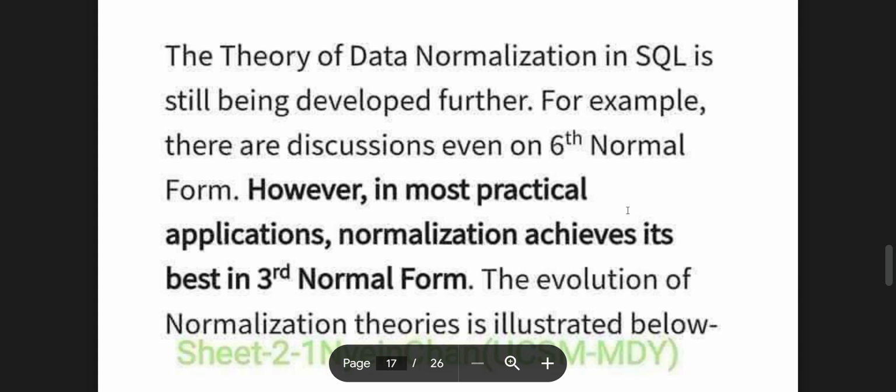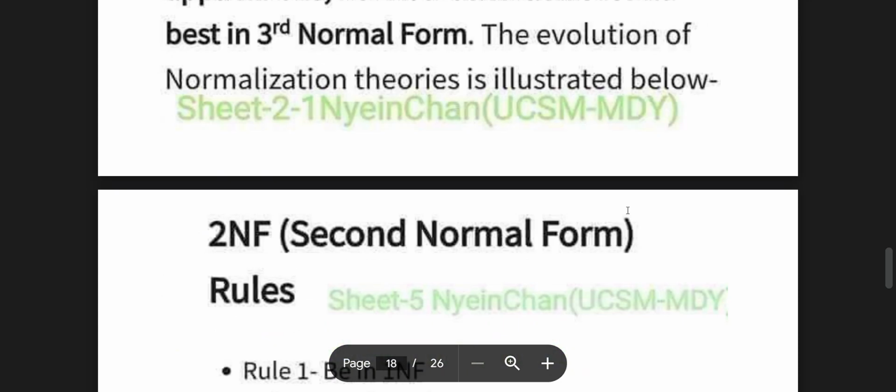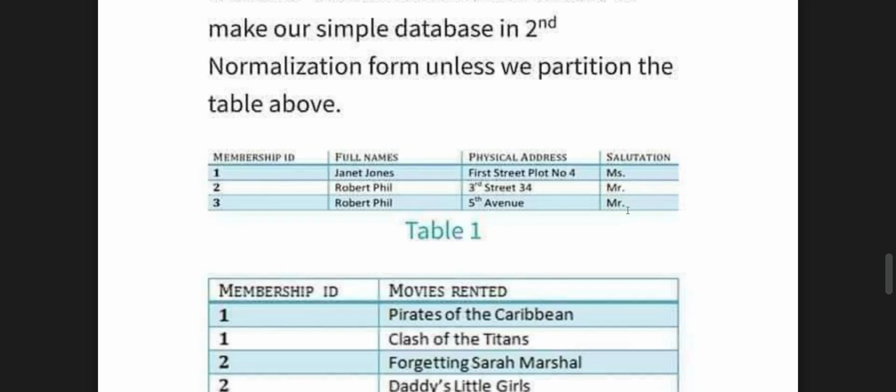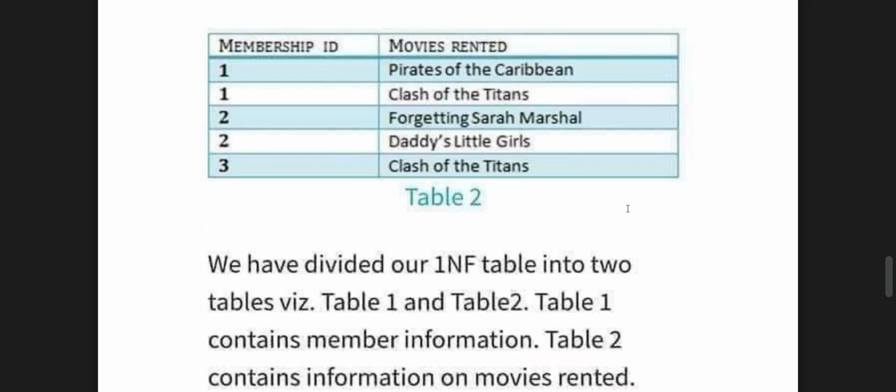The evolution of the normalization theory is illustrated below. Second normal form rules: 1. Be in 1NF. 2. Second column primary key. It is clear that we cannot move forward to make our simple database in the second normalization form useless with participation. The table above: James Jones, First Street plot number 4; Robert Phil, Third Street 34; Mr. Robert Phil, Fifth Avenue 54. Movies rented: Pirates of the Caribbean, Clash of the Titans, Forgetting Sarah Marshall, Daddy's Little Girls, Clash of the Titans.